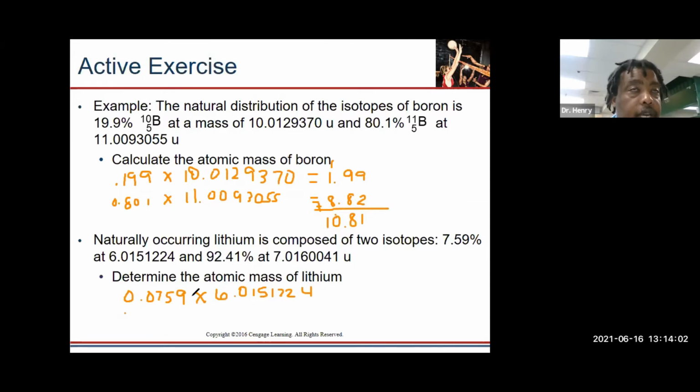And then in the case of lithium 7, we have 0.9241 times 7.0160041. Okay, let's go ahead and do that math.